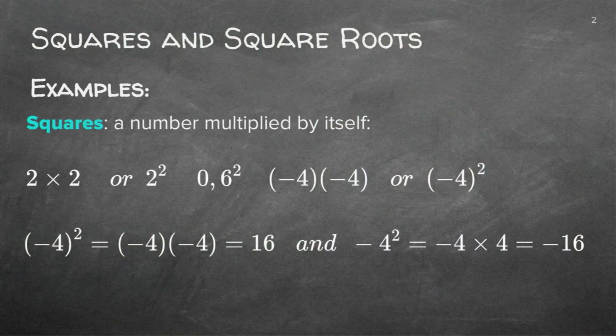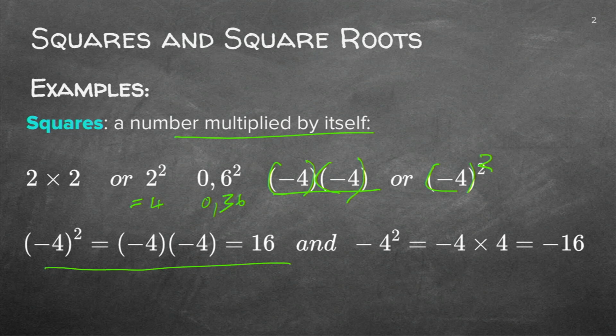Let's just look at squares. It's a number multiplied by itself. That you know. 2 times 2, we can also write it as 2 squared. You know the answer is 4. 0,6 times 0,6 is 0,36. What's important is all these brackets. It's (minus 4) squared, which will give you the answer 16. And that's where you have to be very careful with your brackets or with your negatives.